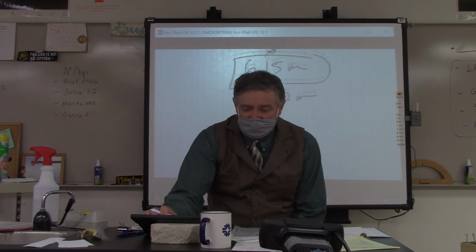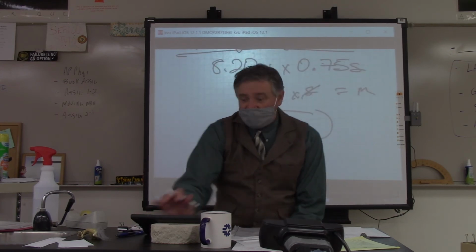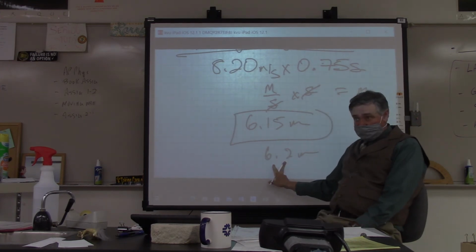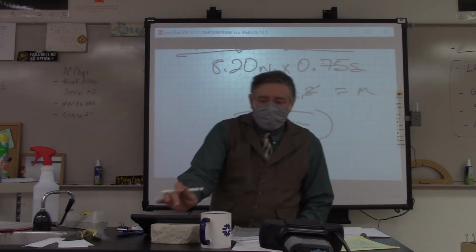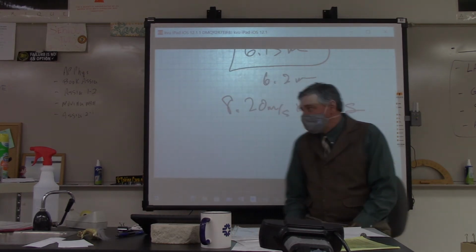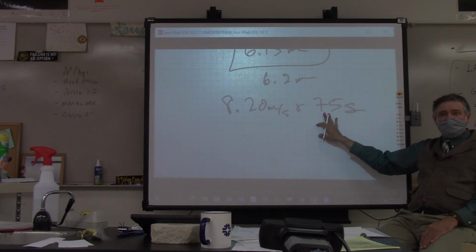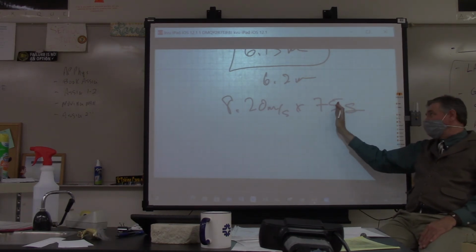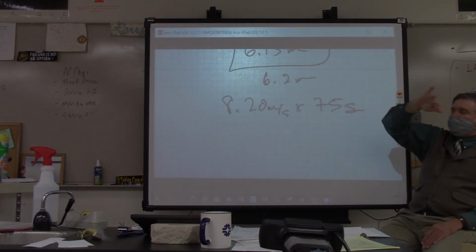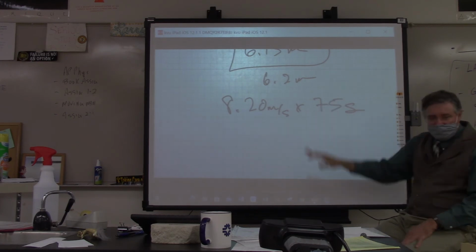Now, we're going to do this again, okay? Because again, this has 2 significant digits. My answer can only have 2 significant digits. Now, Riley, I want you to do this. We're going to take 8.20 meters per second, and we're going to multiply that by 75 seconds. Okay? So, 75, how many significant digits? 2. Not a decimal place, you count to the left. 2 significant digits. So, Riley, or Maddie, now take 8.2 times 75.